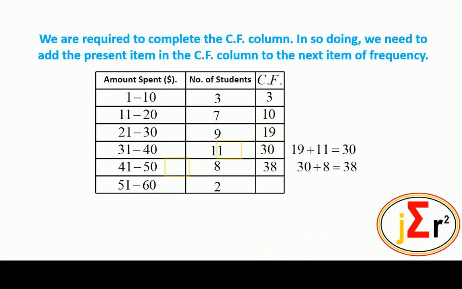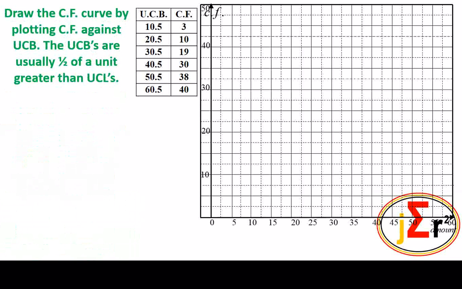We'll therefore go back to our cumulative frequency curve. These are the upper class boundaries that we have here, which are half of a unit greater than their respective upper class limits. We will therefore plot 10.5 against 3, with the upper boundaries going on the x-axis and the cumulative frequency going on the y-axis.